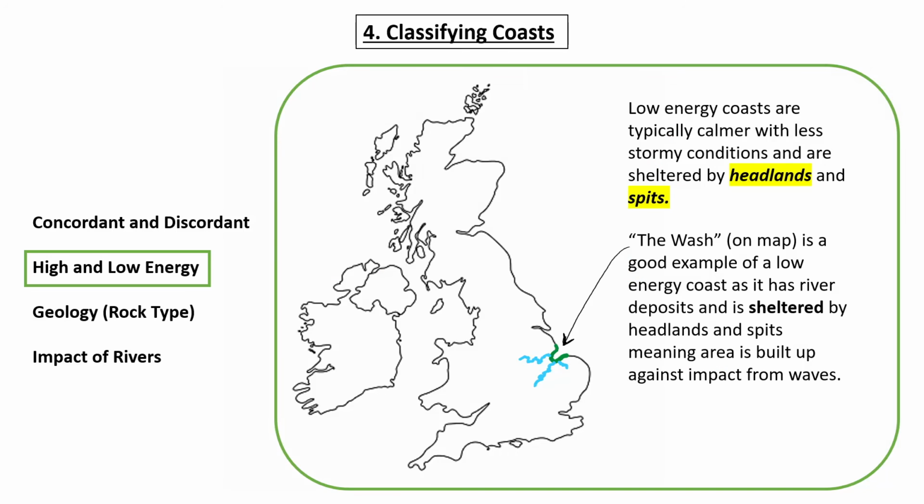So if we were to look at low energy coasts, they have calmer sea conditions and are often sheltered by headlands and spits. The Wash is a good example of how low energy coasts are created and protected, as it has two headlands and a spit, as well as being the location for various river mouths that deposit a lot of sand, rocks and sediment, which further dampen the energy of incoming waves. The waves are not that violent anyway on the east coast of the UK, because there's not enough fetch for the waves to get that energy.